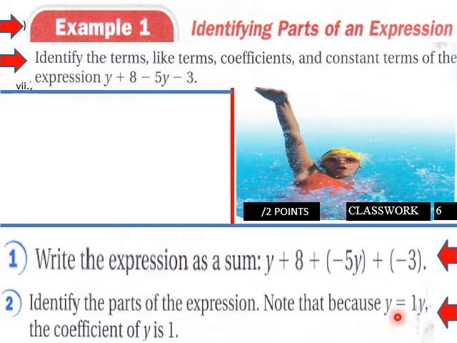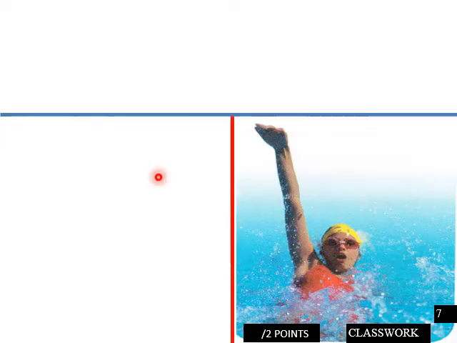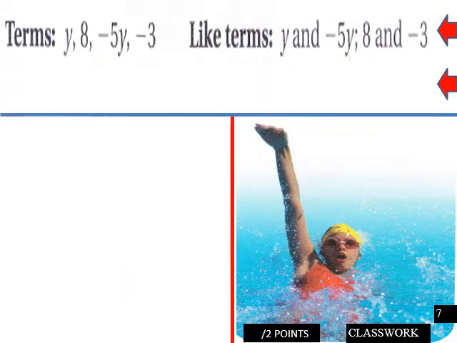Note that because y equals 1y, the coefficient of y would be 1. We have a 1 here. That's in when you write in a variable by itself. So here are our terms. y, 8, -5y, -3. Like terms are y and -5y. They both have y as a variable. And then 8 and -3, they're both constants. So those are like terms. Coefficients are 1 and -5, then our constants are 8 and -3 for that.